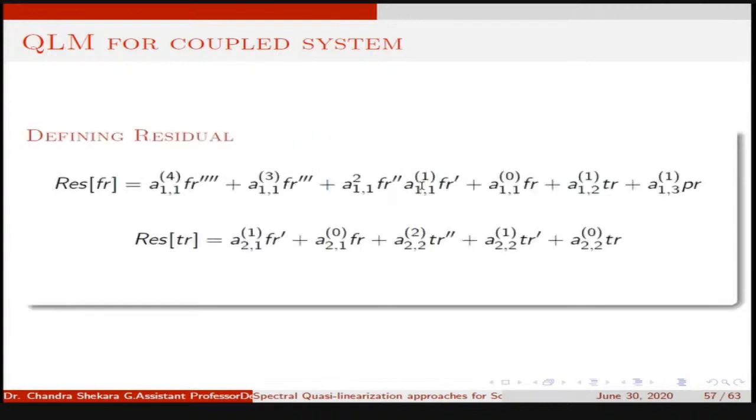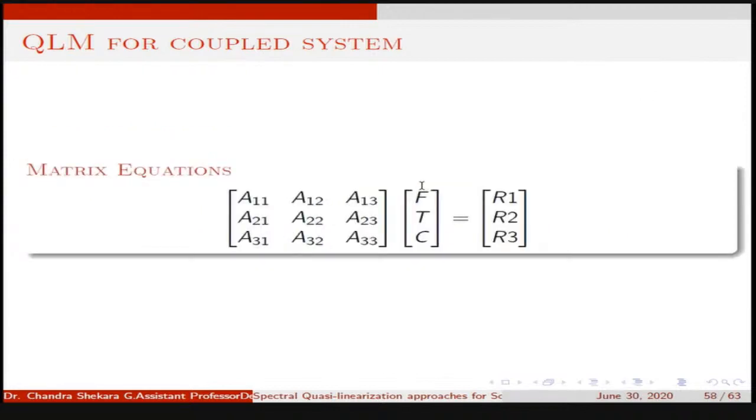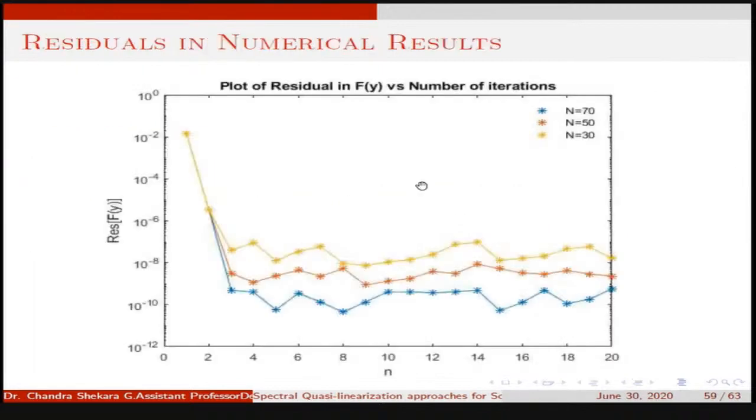Instead of solving, I just determine the residuals. These are the residuals in the three field variables. So these residuals are calculated, and you can observe that the residuals are almost 10 power minus 10. So it is up to 9 decimal places of accuracy.